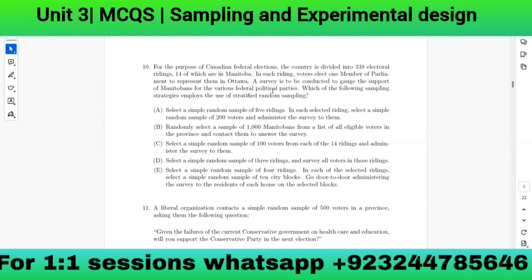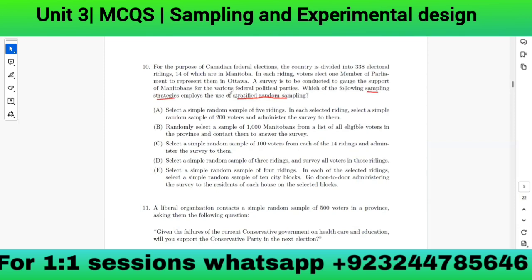For the purpose of Canadian federal elections, the country is divided into 338 electoral ridings, 14 of which are in Manitoba. In each riding, voters elect one member of parliament to represent them in Ottawa. A survey is to be conducted to gauge the support of Manitobans for the various federal political parties. Which of the following sampling strategies employs the use of a stratified random sample? They have already told you that they are using a stratified random sample, but which strategy will use it?